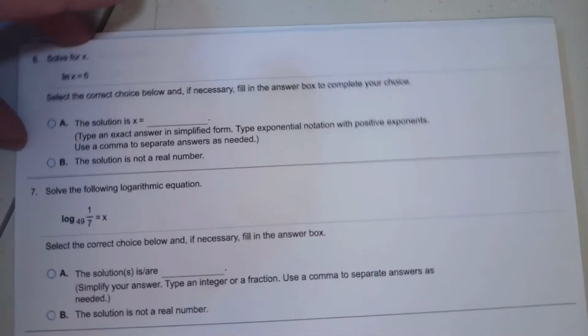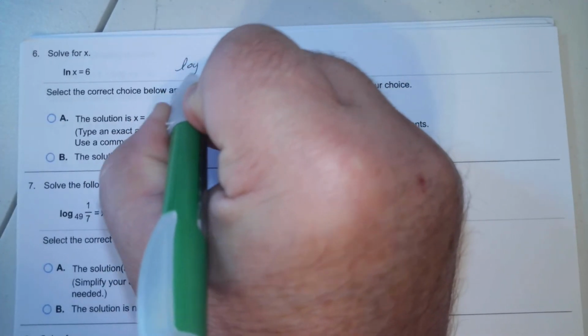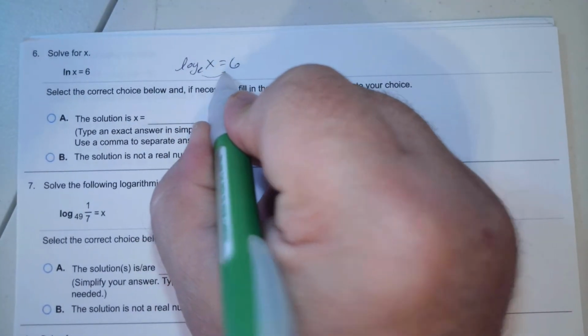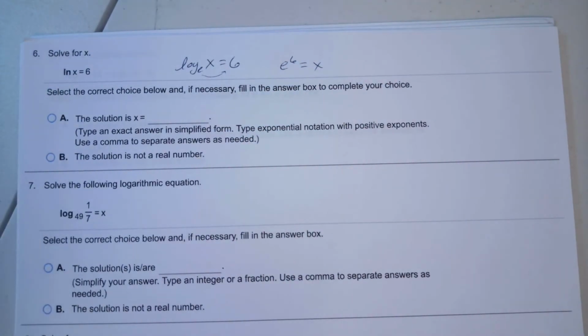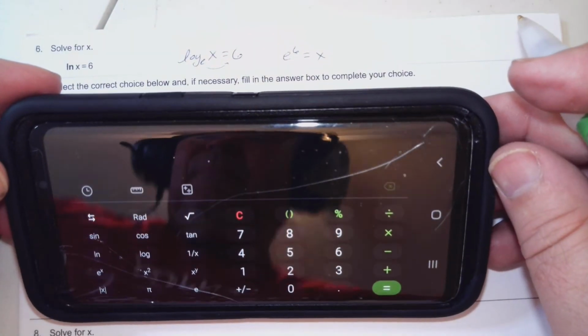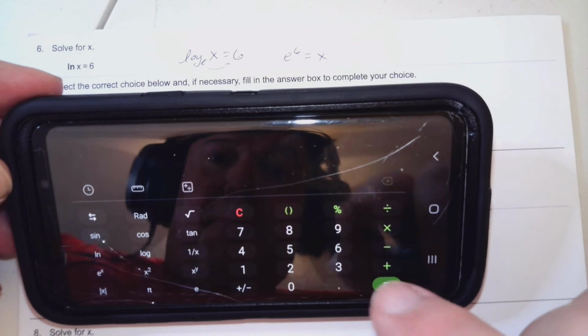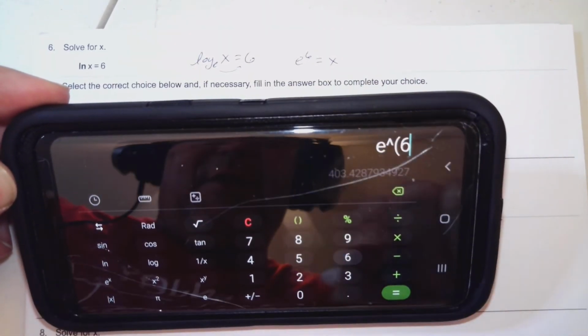Solve for x. ln is log base e of x equals 6. So e to the power 6 is equal to x. So what we do here, we have to go back to our calculator. We have e to the power 6. So there's an e button, and press 6.